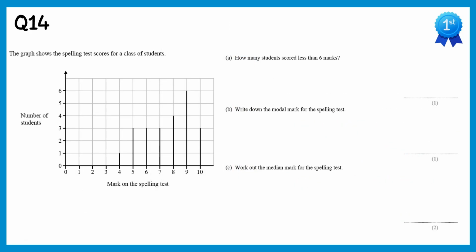For part A, we need to find out how many students scored less than 6 marks. If you look at the diagram, you can see for 4 marks there was 1 student, and for 5 marks there were 3 students. So we do 1 add 3, which gets you 4.